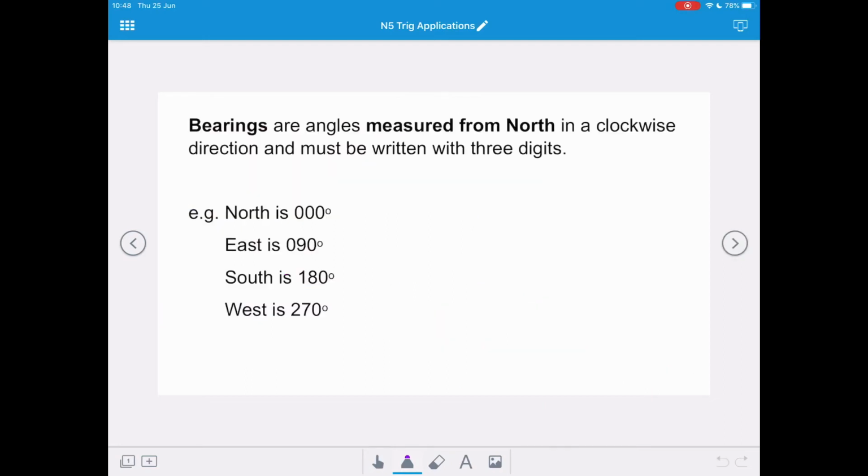Now, bearings are used to measure angles from north in a clockwise direction, and they must be written with 3 digits. So if we consider a point where we've got north going straight up, we're measuring it clockwise, and north is at 000. If we go 90 degrees clockwise, we end up at east, which is 090. Then south is 90 degrees further, so that's going to be 180. And west is going to be 90 degrees further round, giving us a bearing of 270.